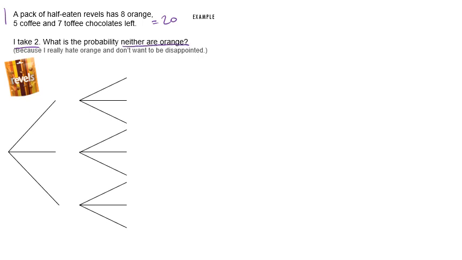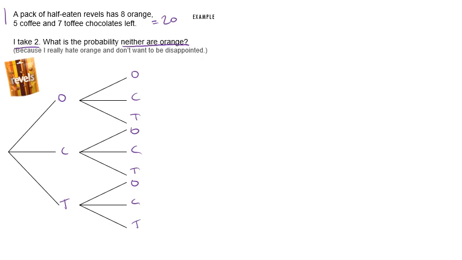So for our first pick, it could be orange or coffee or toffee. And for our second pick, we have the same possibilities. And I'm putting them in the same order every time just to help me keep it organized. Now, if we're asked to complete the probability tree, I would need to put in the probabilities on every one of these. But it takes quite a long time, and if we don't need to, we'll just put in the ones that we're going to need to use to find our answer.